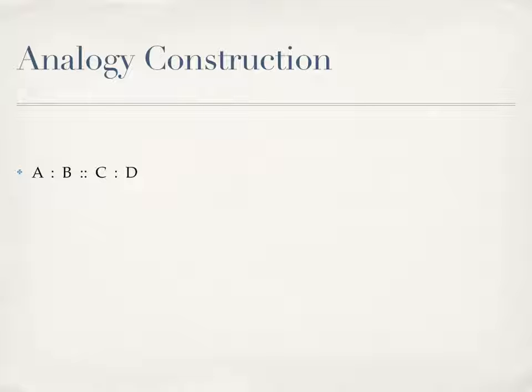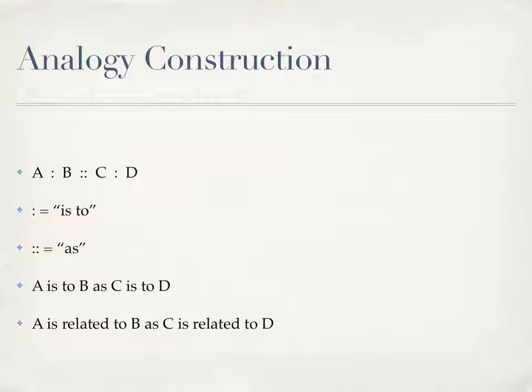First, what do those colons mean? Well, one set of colons is used for the words "is to" or "related to," and a double set of colons is used for the word "as." The analogy is read A is to B as C is to D, or A is related to B as C is related to D. Analogies are typically read from left to right. Whatever is on the right side of the double colon has a similarity demonstrated on the left side of the colon.